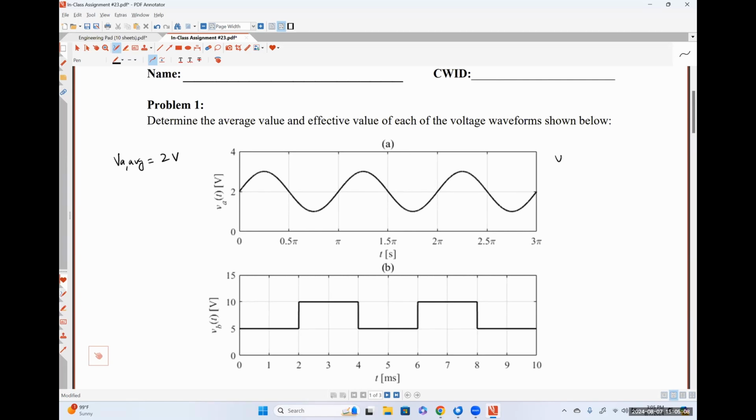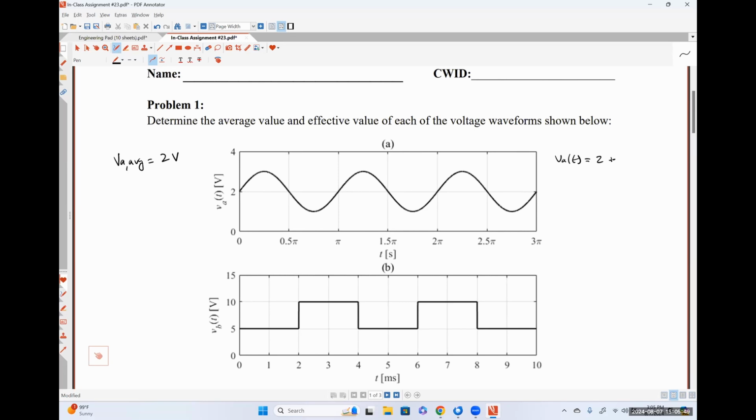For the effective value, we could, if we were so inclined, do the square root of 1 over T times the integral, all of that kind of good stuff, or we can use the relationship that we just figured out. I personally would describe the signal V_A of t as 2 plus, so we have a DC offset, and then I have this AC signal on top, right? What's the amplitude of just the AC portion?